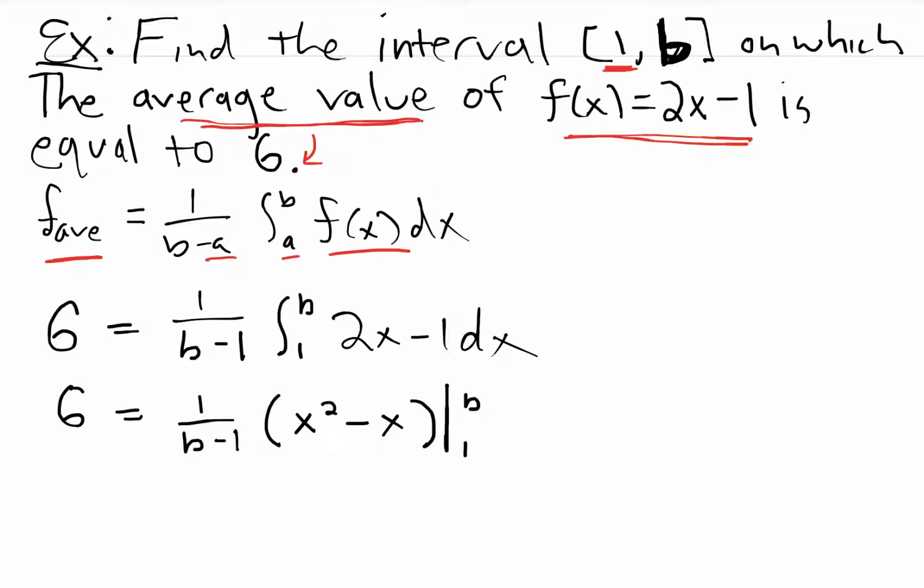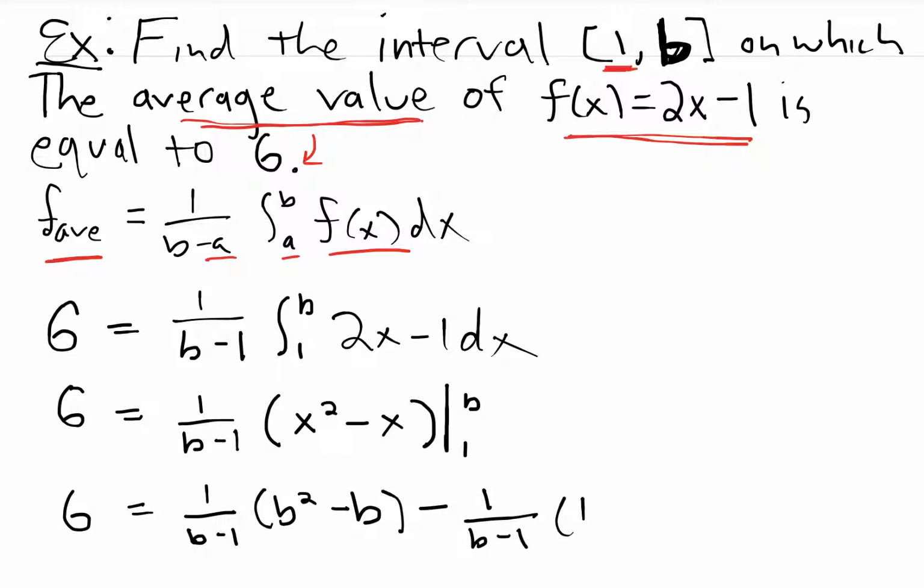And now, if I want to keep simplifying, I need to start plugging stuff in. If I start plugging stuff in, to plug in b first, this is b squared minus b, and I subtract off what happens when I plug in 1. Well, if I plug in 1, this is 1 squared minus 1. Hopefully we recognize that that drops off. That simplifies to 0.